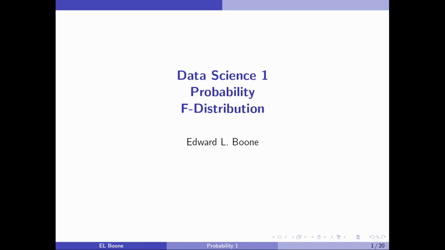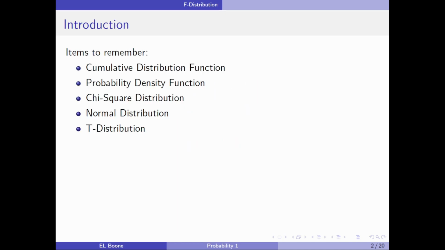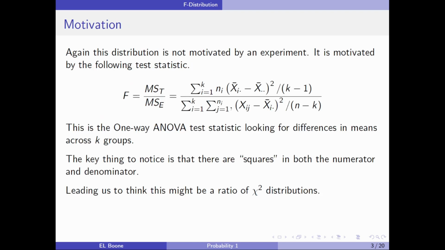Welcome to Data Science 1, Probability, the F distribution. Things we're going to have to remember: what a cumulative distribution function is, a probability density function, the chi-square distribution, the normal distribution, and the t-distribution. Okay, so our motivation again is not motivated by an experiment.